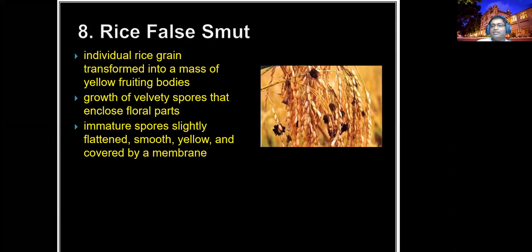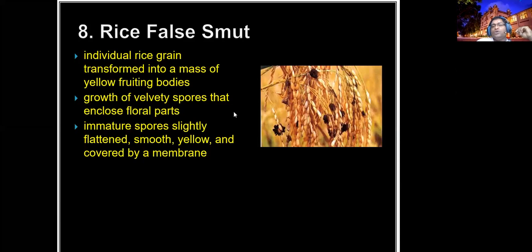Normally their target is the endosperm. That's how the endosperm will burst and look like fruits, the bigger ones. From the bigger ones, you can expect a large amount of yellowish brown spores. Normally you see velvety spores enclosing the floral part, a mass of yellowing fruiting bodies. That's how these spores become yellowish and velvety.